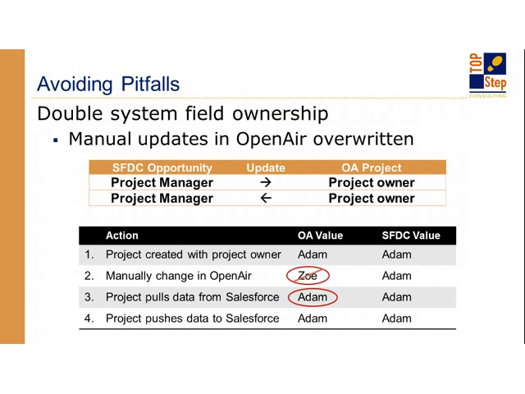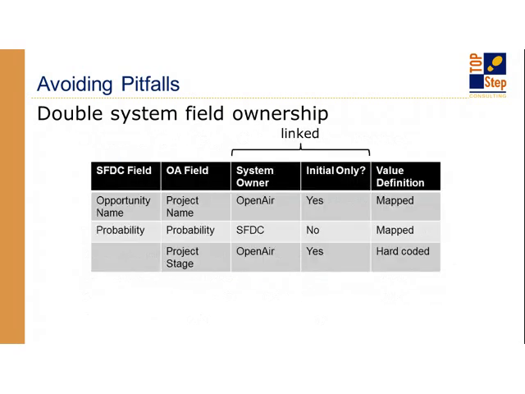Why? Because it does it in a particular sequence. So it's Salesforce to OpenAir, then OpenAir to Salesforce. So you can't really have both systems updating the same field. You have to pick an owner. So again, I go back to this chart that we looked at before. The question you want to ask yourself is, which system is the owner?